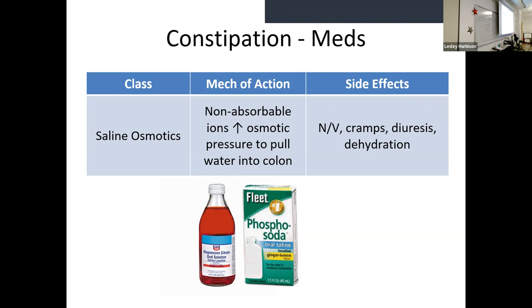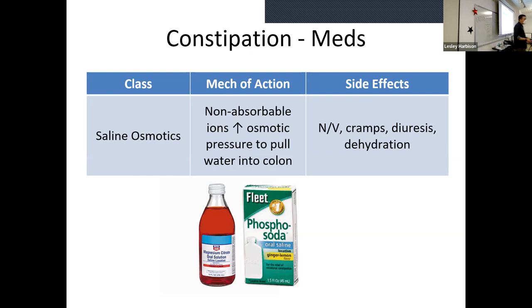Oh, and they also make enemas out of saline, like a Fleet's type thing. What they do is it's a non-absorbable salt that stays in the intestine and draws lots of water to it. So you drink from this bottle, and what I tell people is you can drink half the bottle and be ready to go, because it's going to kick in within like half an hour to an hour and you're going to have to go fast.